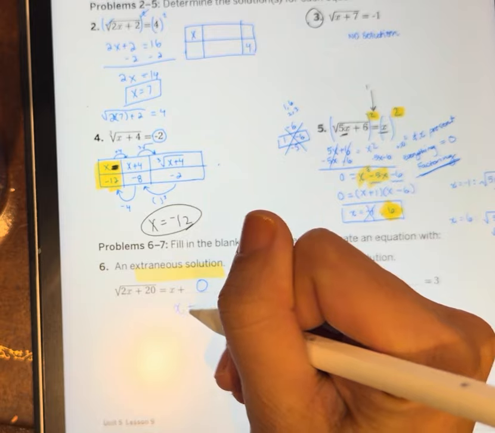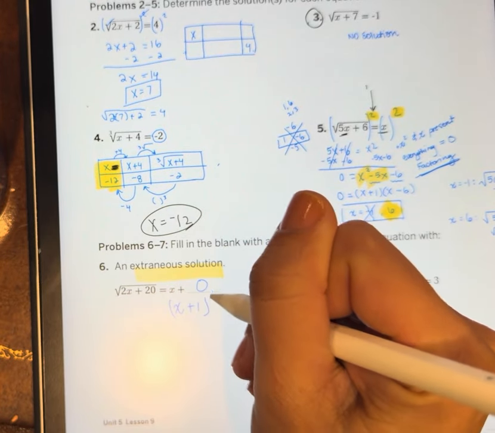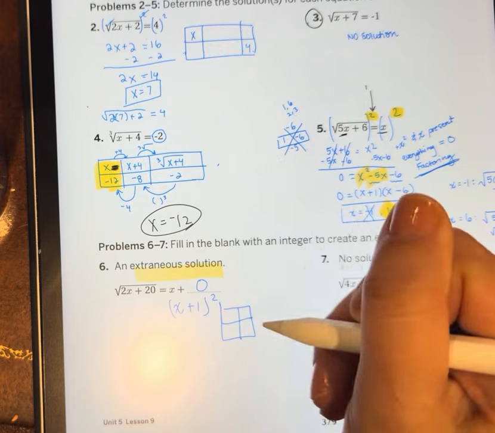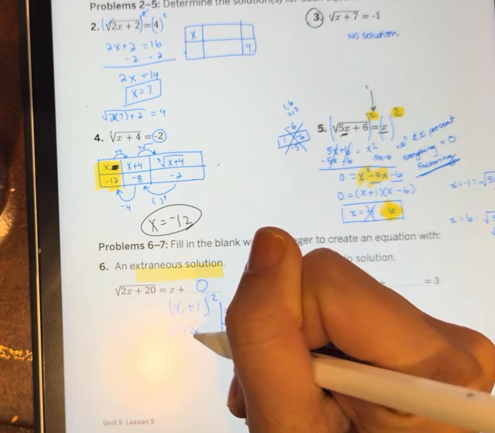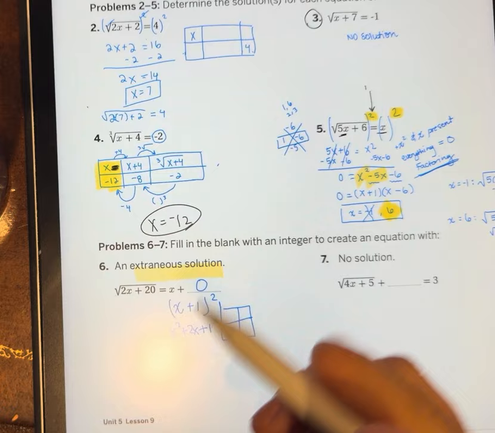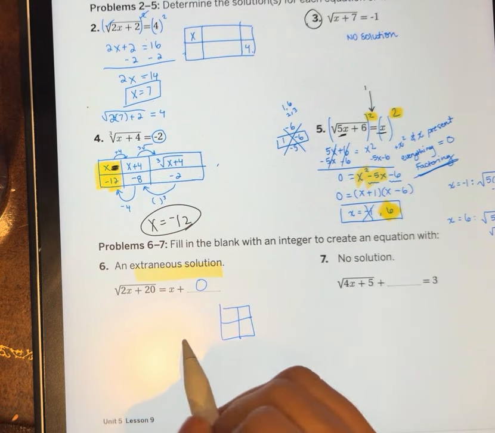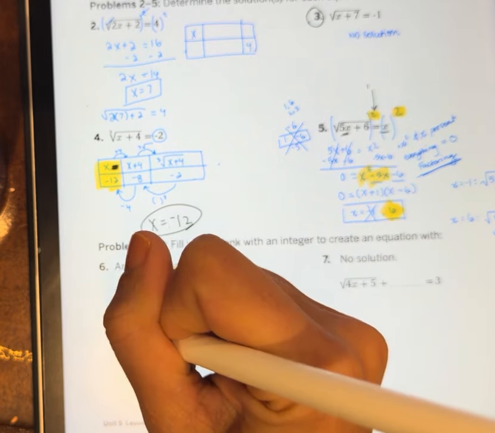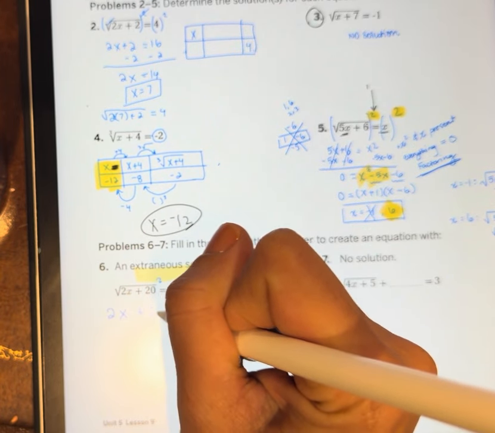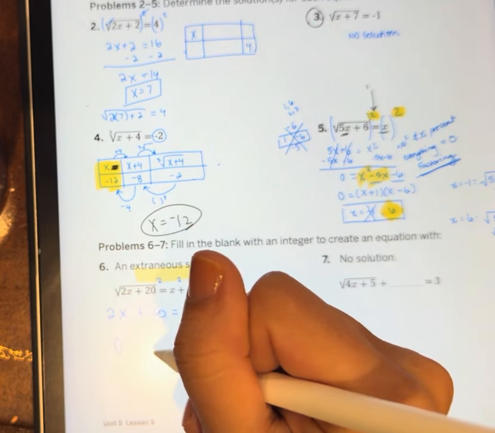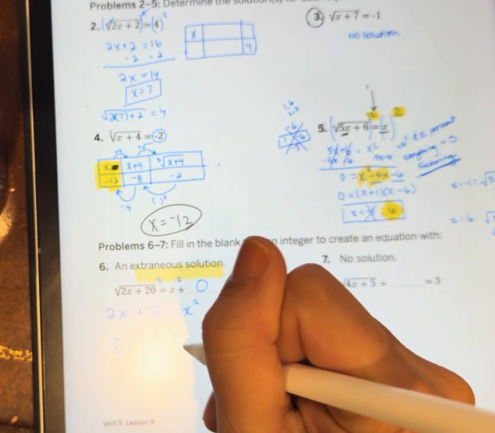like for example, let's say I put 1. Then when I square both sides, I have to square that, which means I have to FOIL that or distribute it or use the box and get x squared plus 2x plus 1. You see how complicated it gets? I don't want to do it. I'm going to hope a 0 is good enough. And if I square both sides now, I just have 2x plus 20 equals x squared. And then move everybody to one side. So 0 equals x squared minus 2x minus 20.